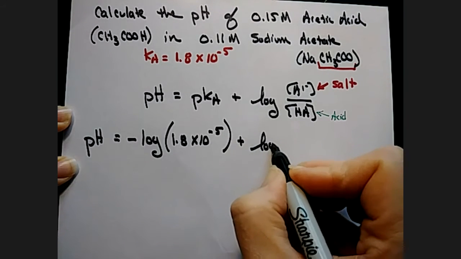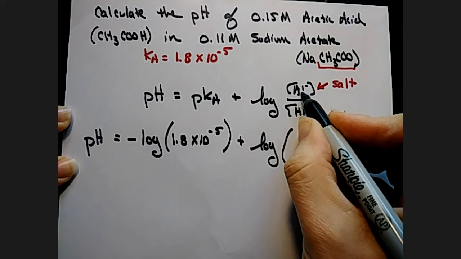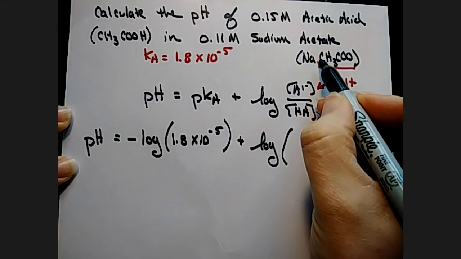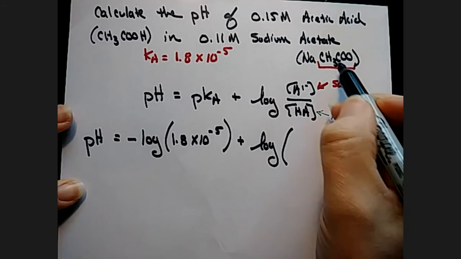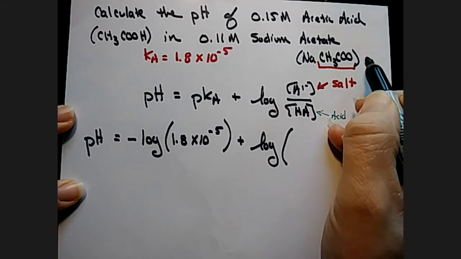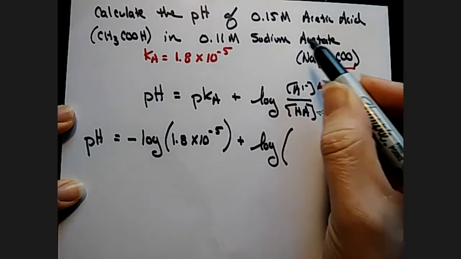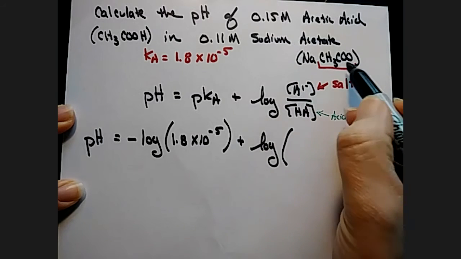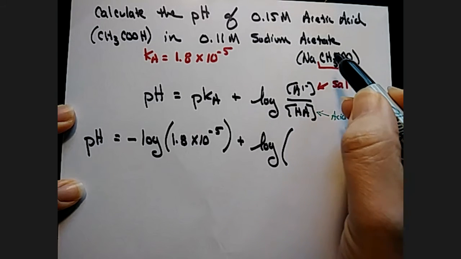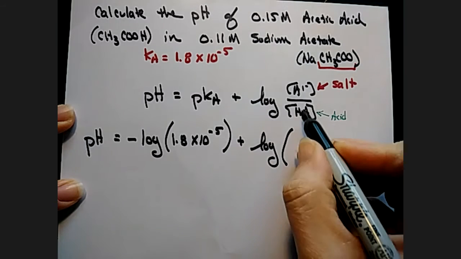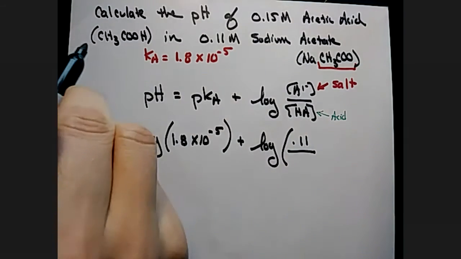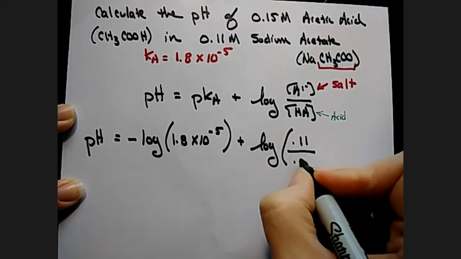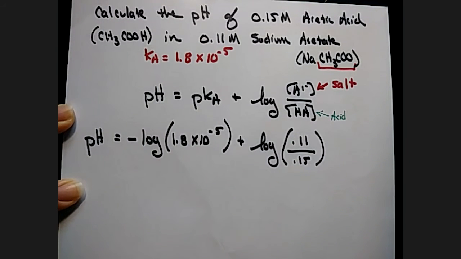plus the log of the salt concentration. Now just be careful because it's really the anion from the salt that you want. And occasionally you're going to have a little subscript 2, maybe even a subscript 3, which means you'll have to double or triple the concentration. Luckily, there's a 1-to-1 ratio here, so I can just straight up use that concentration. So my salt, 0.11, divided by my acid concentration, that's 0.15. And now we're ready to simply plug and chug and find our answer.